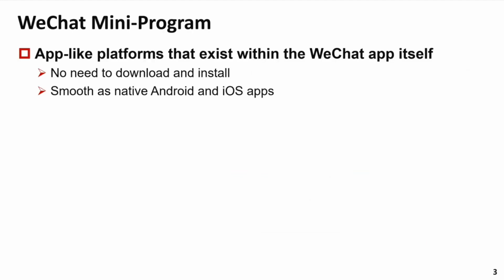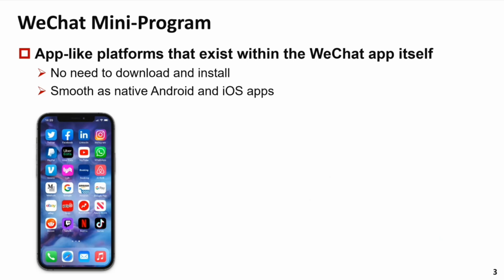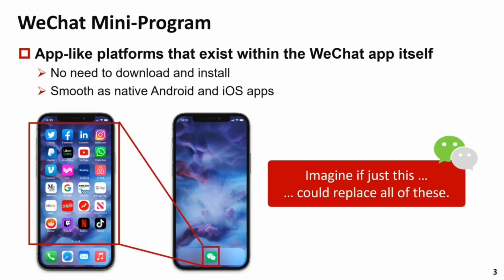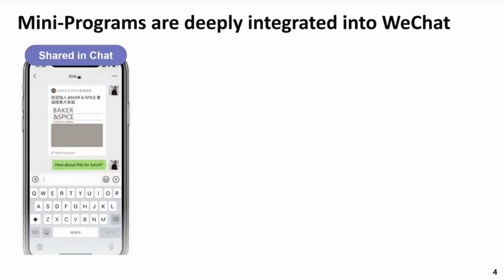WeChat mini programs are app-like platforms that exist within the WeChat app itself. You do not need to download and install them as Android and iOS apps, but users can experience them as smoothly as native Android and iOS apps. With WeChat mini programs, people no longer need to install so many apps. When they want to use an app, they only need to find the corresponding mini program in WeChat. Many mini programs are deeply integrated into WeChat, and users can easily access them.